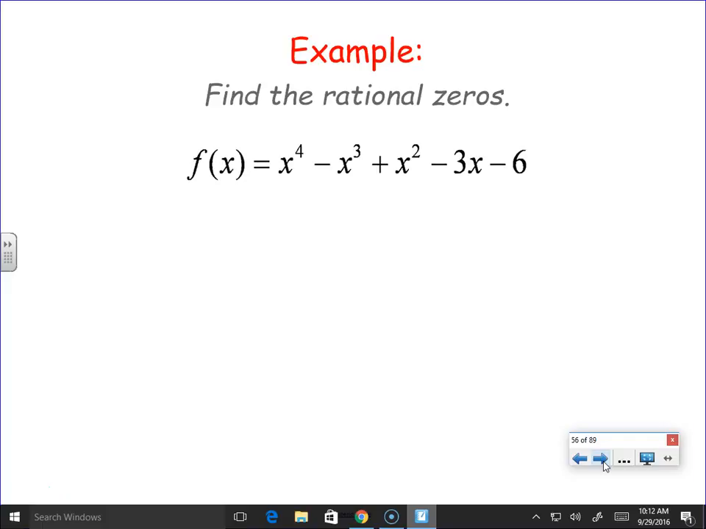Nice thing is, what's the leading coefficient? 1. Which means, for my possible zeros, technically possible rational zeros, just to be all specific, we're not going to find imaginaries by doing this. We take plus or minus all the factors of 6. 1 goes into 6, 2 goes into 6, 3 goes into 6, 6 goes into 6, done. Over all the possible factors of 1. Oh, whew, that could have been bad.